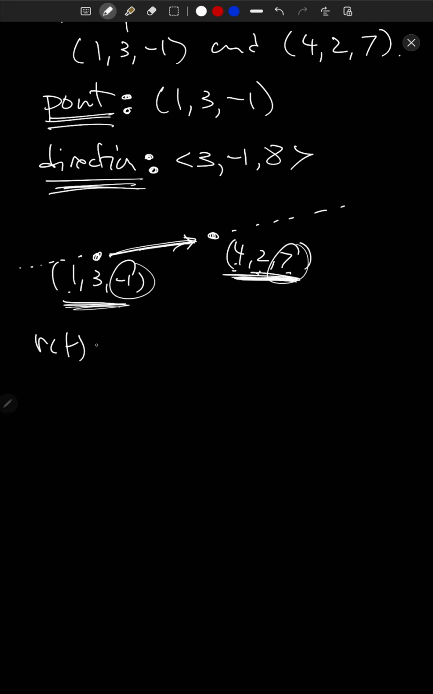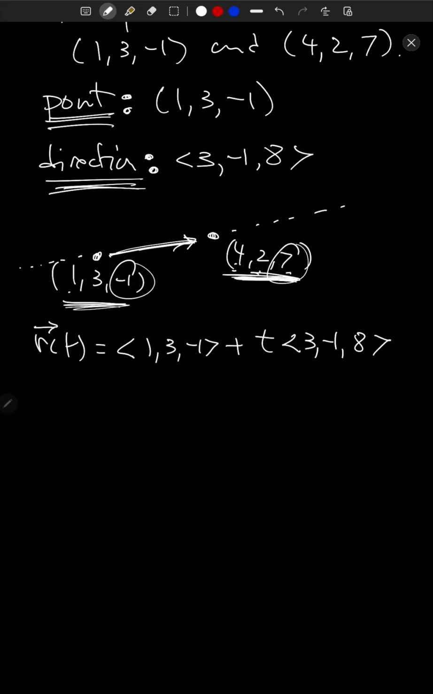So r(t) is equal to... and again, this is my vector description, so I'm always going to put a little arrow on top. (1, 3, -1) plus t times (3, -1, 8). All right.